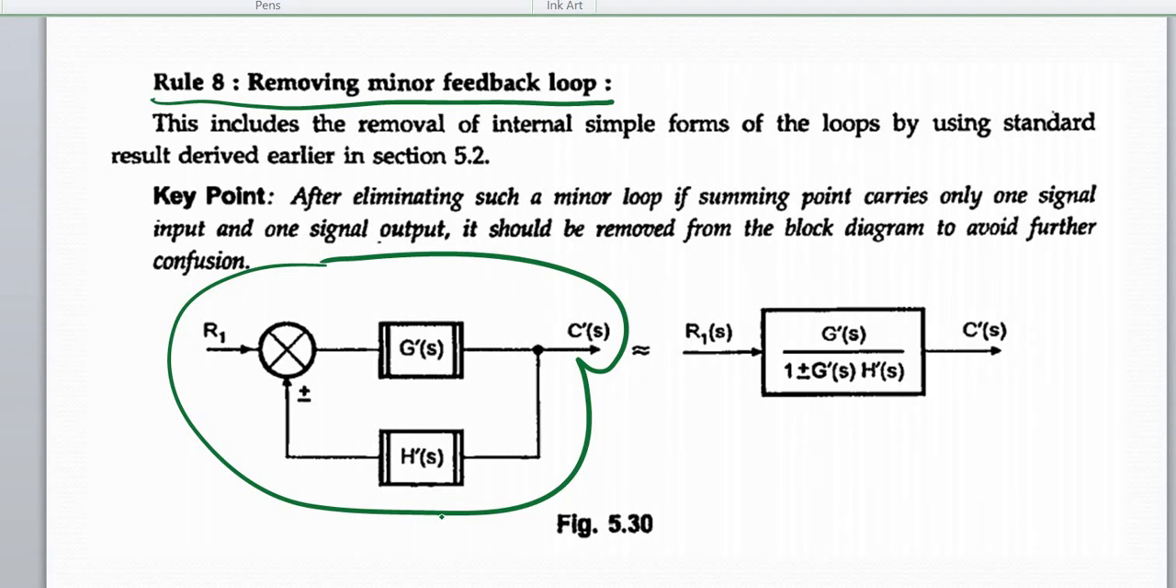Canonical form means it has to be in this form only: one summing point, one forward block, one takeoff point, one feedback block, one input, one output. If such loops are observed in the block diagram, then reduce them using the formula G(s) upon 1 plus or minus G(s)H(s) directly, so that instead of one summing point, one takeoff point and two blocks, you will have only one block. So this is removing of internal feedback loops or minor feedback loops. That is rule number 8.